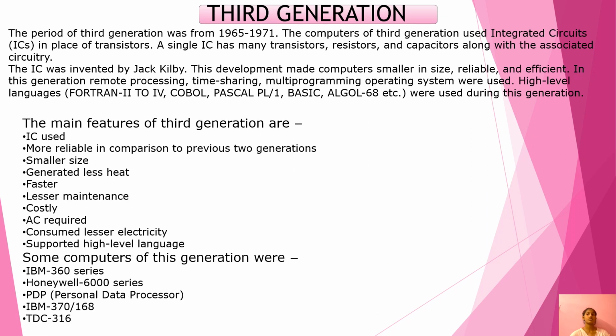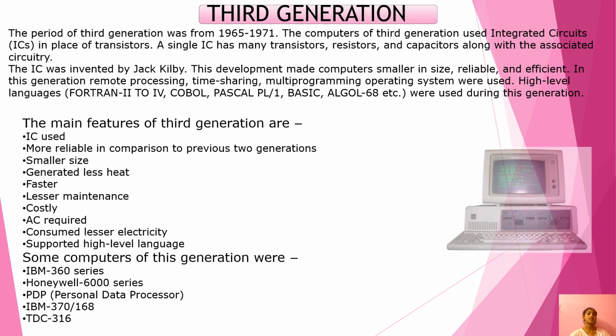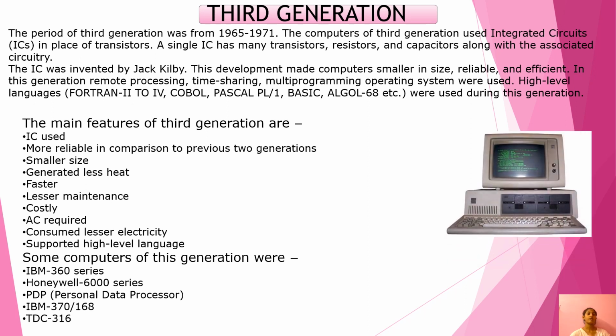The main features of the third generation are IC used, smaller size, generated less heat, faster, costly and AC required, and consumed less electricity. Some computers of this generation were IBM 360 series, Honeywell 6000 series, IBM 370/168 and PDP, that is, programmed data processor.